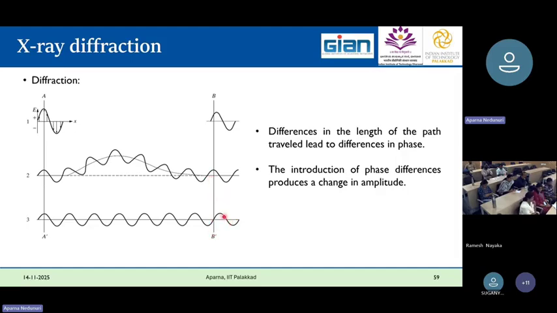There would be a difference in the phase. That phase difference is because of the path difference. So differences in the length of path lead to differences in the phase, and differences in the phase lead to a change in the amplitude. If you see, now the amplitude is not the same amplitude of 1. The amplitude at the wavefront, which is cumulative of these two waves, is less because of the extra path length that wave 2 has traveled.